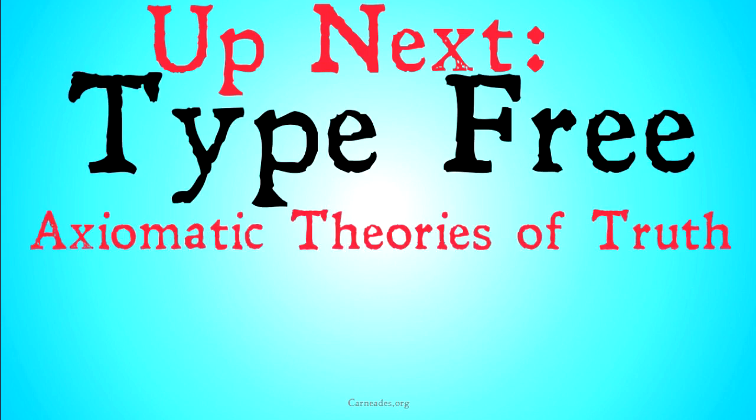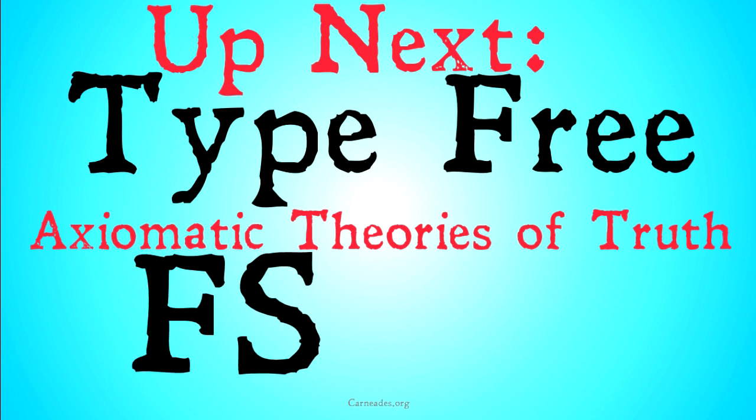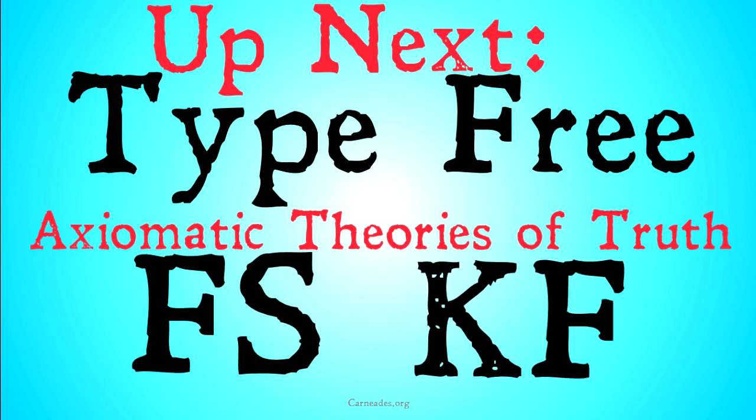So up next, we will be looking at type-free axiomatic theories of truth. There's two we'll be looking at, FS for Friedman-Sheard, and KF for, finally getting to Kripke-Feferman.